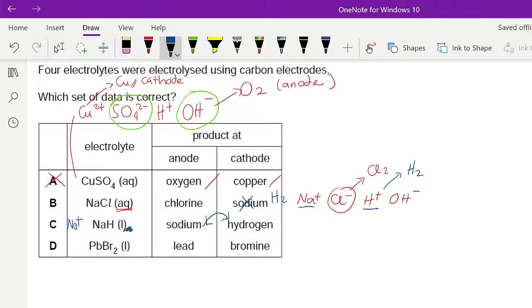Which one gives you a less reactive product? There is no such competition. So the products are sodium and hydrogen. That's correct. But they appear at the wrong electrode. All right. Next, this again molten, and again lead is positively charged. It's called cation, so it's produced on the cathode, so this should be swapped.